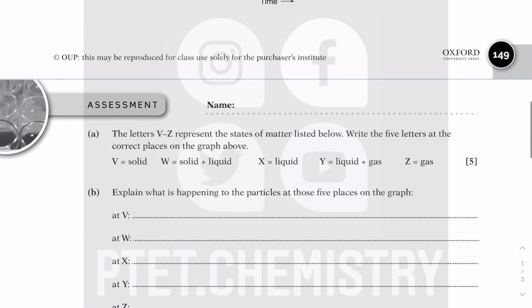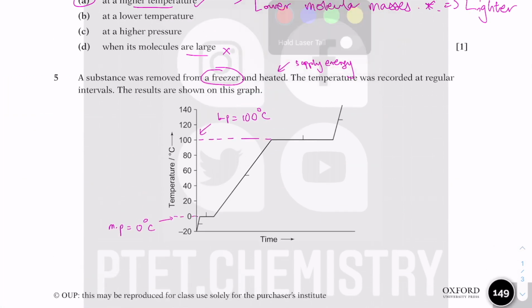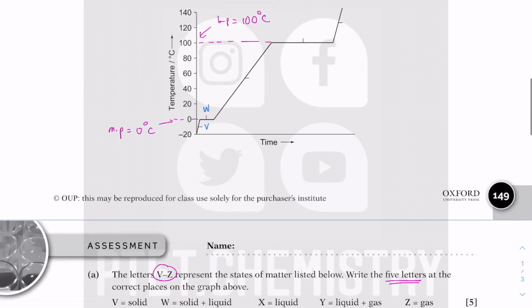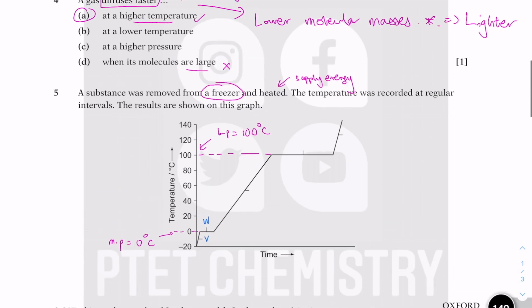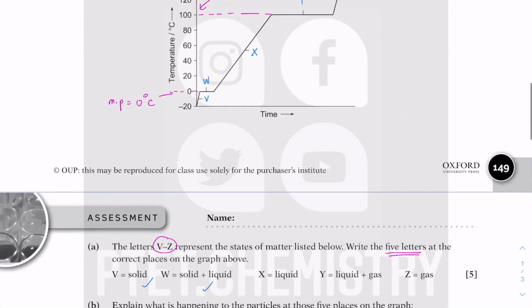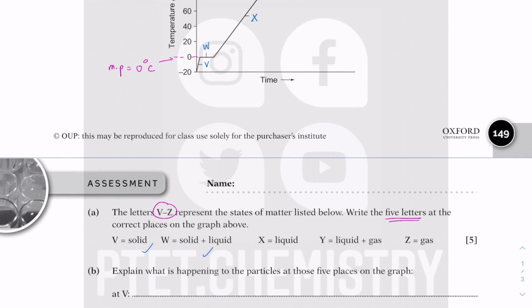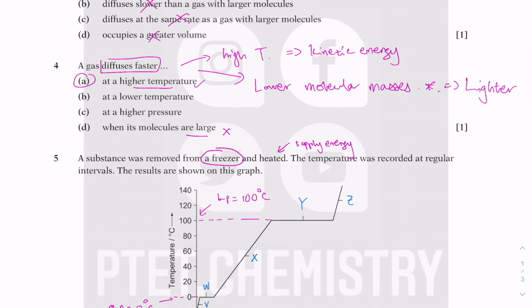Reading the instructions, the letters V to Z represent the states of matter. Write the 5 letters. So they are not asking for S or S plus L, L plus G or G. They're asking you to use a specific letter. Starting with V for the solid, I've already given you lines like this, so we just need to label it. V is solid, W is solid and liquid. And then when it's entirely a liquid is X, and then Y is liquid and gas, and Z is completely a gas. So Z is just that over there.